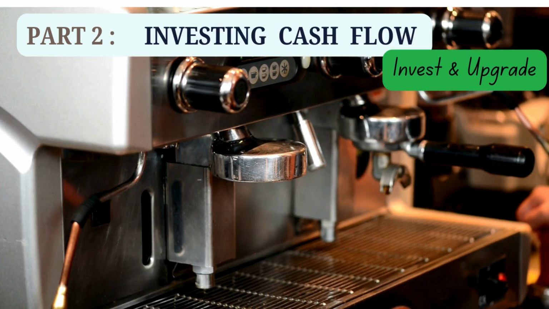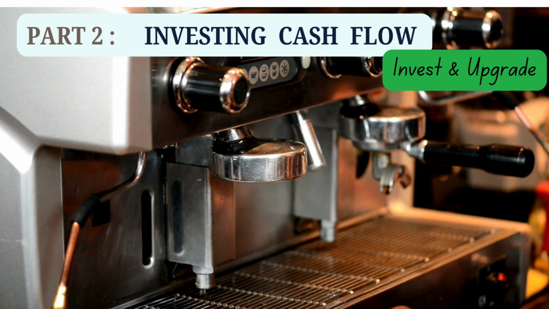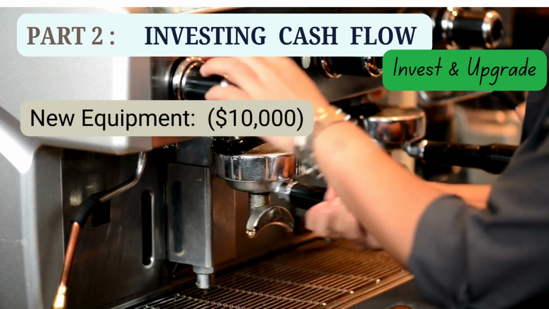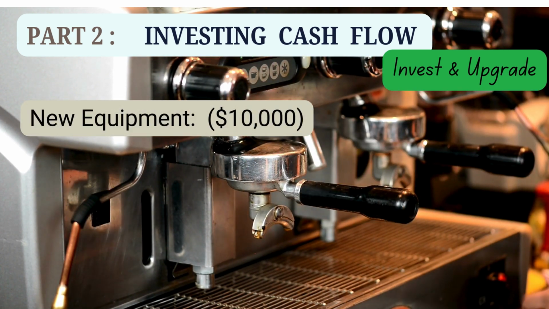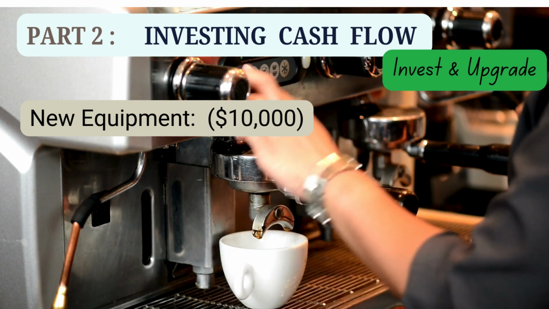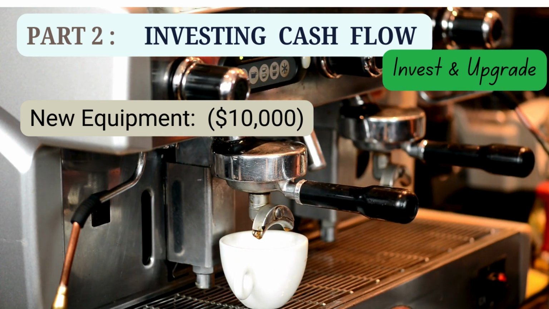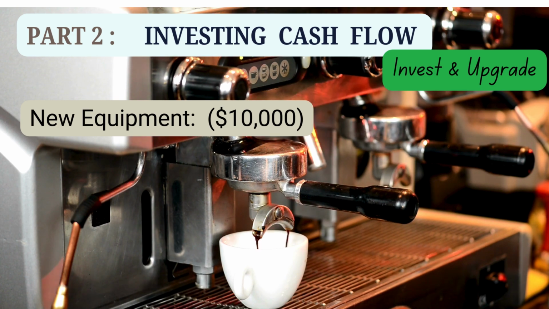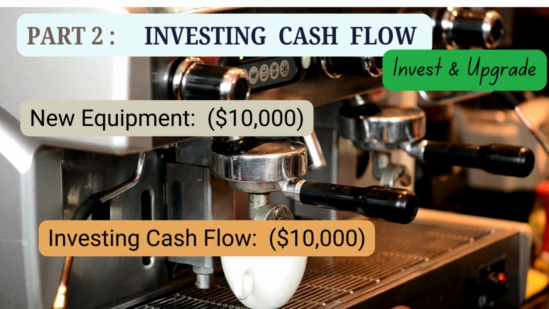Part 2. Investing cash flow. Let's say that we spent $10,000 on the purchase of a brand new coffee-making machine. Buying equipment is considered an investment into the business, and this falls under investing cash flows. So our net investing cash flow is a negative $10,000.